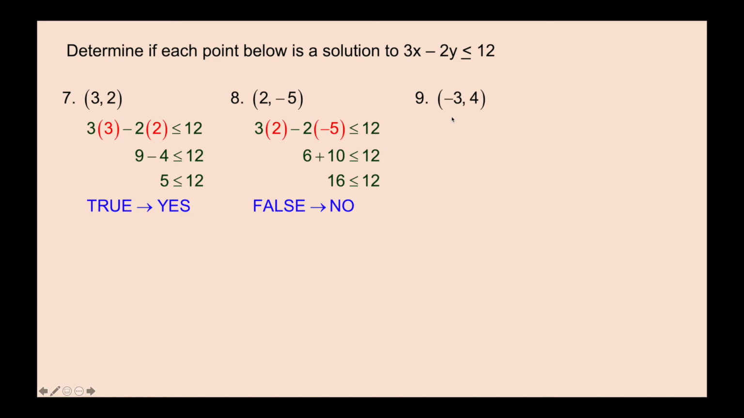And then for number 9, when we're plugging these in, I've got 3 times negative 3 minus 2 times 4 is less than or equal to 12. 3 times negative 3 gives me negative 9. Negative 2 times 4 is negative 8. These two combine to give me negative 17. So we're asking, is negative 17 less than or equal to 12? Yes, it's true. So we're going to say yes, that does represent a solution.